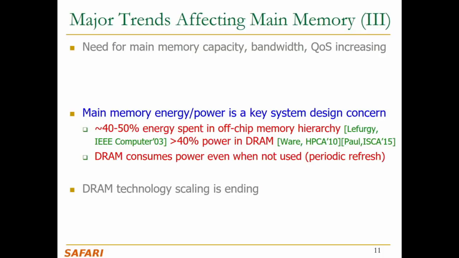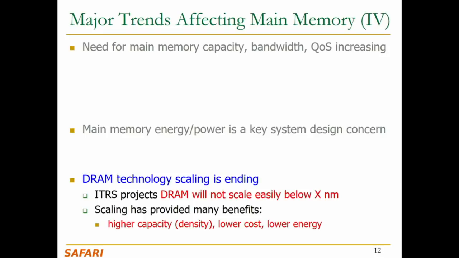So memory energy is becoming a big concern, and one of the issues is DRAM consumes power when it's not used. You need to periodically refresh it, and this turns out to be a scaling problem also, which we may get to toward the end of the talk. So on top of all of this, we're requiring a lot more from memory going forward. We're going to require even more with the new applications.